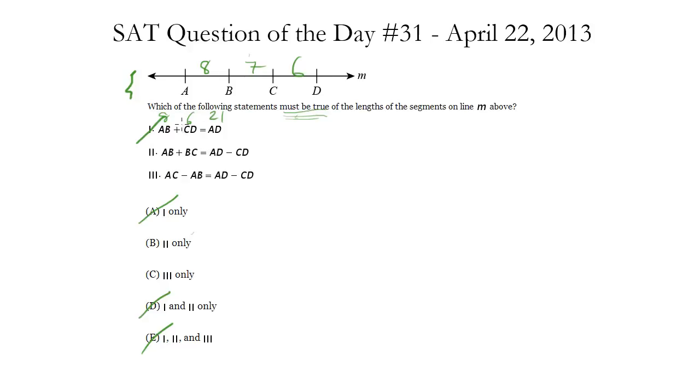Notice in the abstract way, they want to know, does AB plus CD, so does this piece plus this piece, equal the whole thing? And clearly not, because it's missing BC, so that's why 1 is not true.